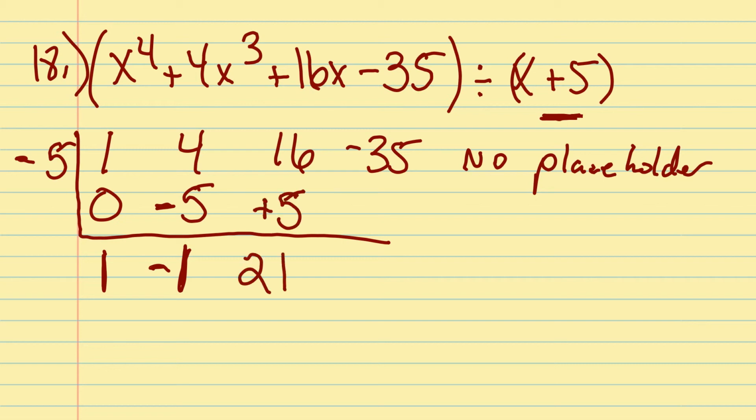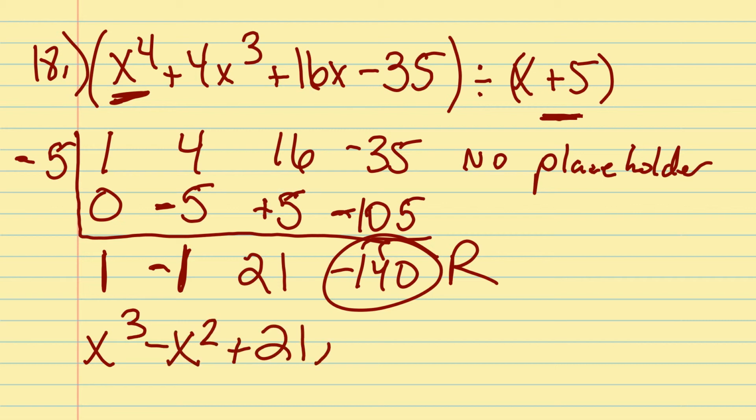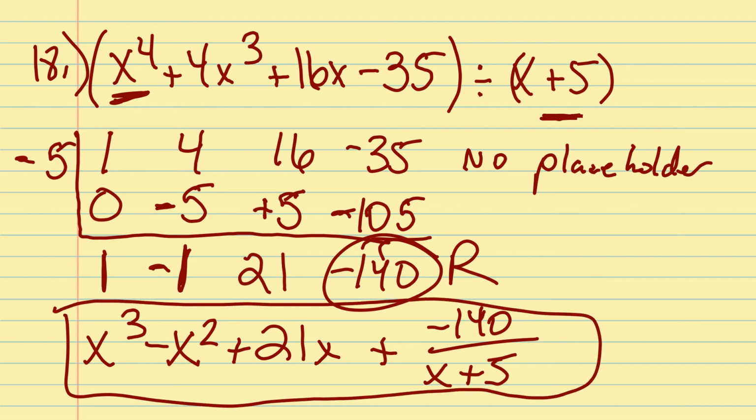16 and 5 is 21. Negative 5 times 21 is minus 105. And together that becomes minus 140. Remember, that's my remainder. I take my degree, I put it down 1. So I have x cubed minus x squared plus 21x plus negative 140 all over x plus 5. And that's my final answer for 18. Moving on to 20.